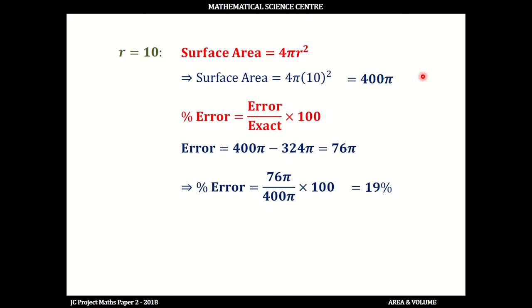So which of the two worked out as the maximum possible percentage error? The 27%. So the maximum possible percentage error could have been a 27% error.